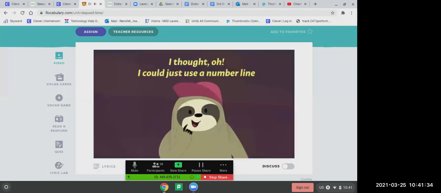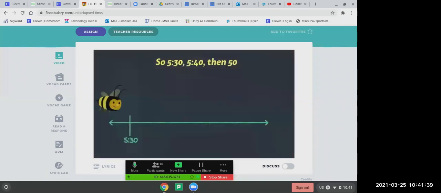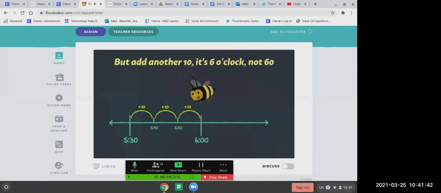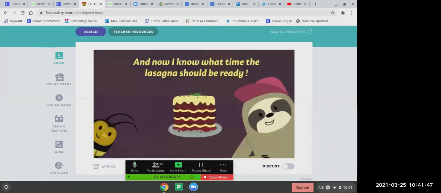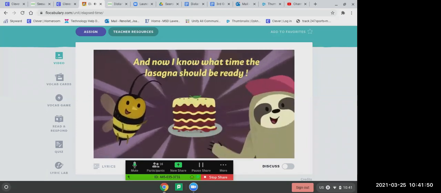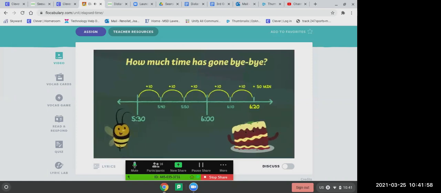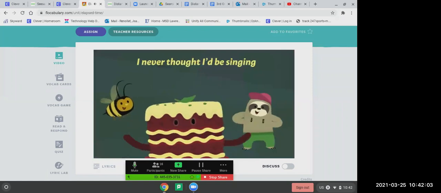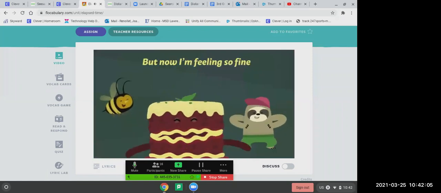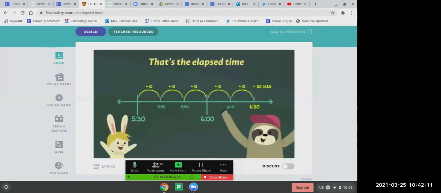I thought, oh, I could just use a number line. Add the time in 10-minute intervals and I'll be fine. So 5:30, 5:40, then 50. But add another 10 at 6 o'clock, not 60. And then we get 6:10, then 6:20. And now I know what time the lasagna should be ready. I never thought I'd be singing, but now I'm feeling so fine. How much time has gone by? That will be the last time.